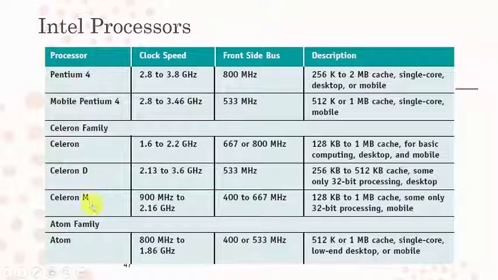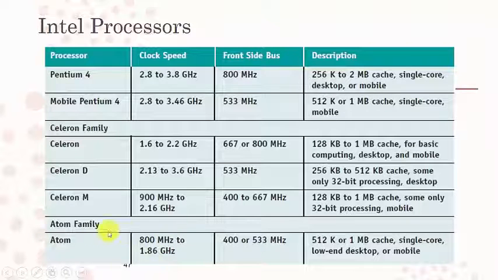So let's begin from the bottom, the Atom processor. The Atom processor is really the one that usually drives the netbook. These are small notebooks, well, not a notebook, smaller than a notebook. A netbook is used mainly for surfing the internet. Now let's see the clock speed. I'd like you to look at clock speed. That's the speed of processing by the processor, the speed at which it processes instructions.